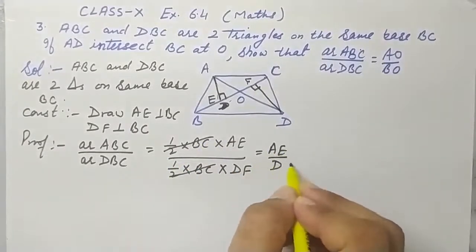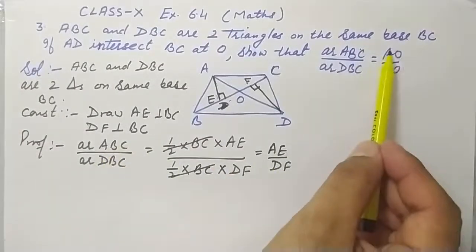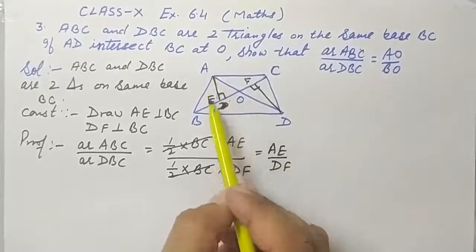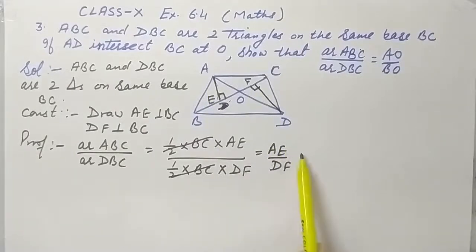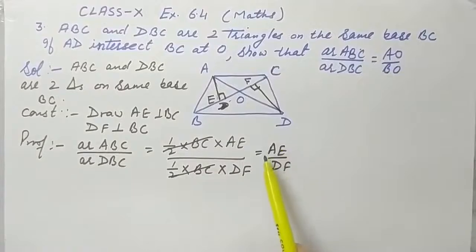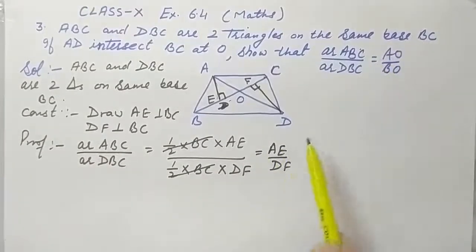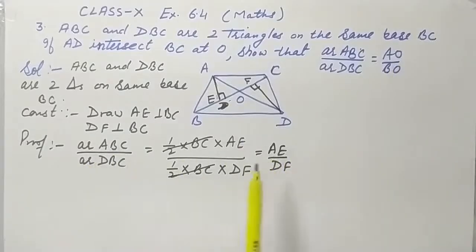AE over DF, right? I need to prove this ratio as AO over DO, but I have got here AE over DF. So anyhow, I need to prove AE over DF equal to AO over DO. If I get AE over DF equal to AO over DO, then I will fill in this place with this, and this will be our proof.